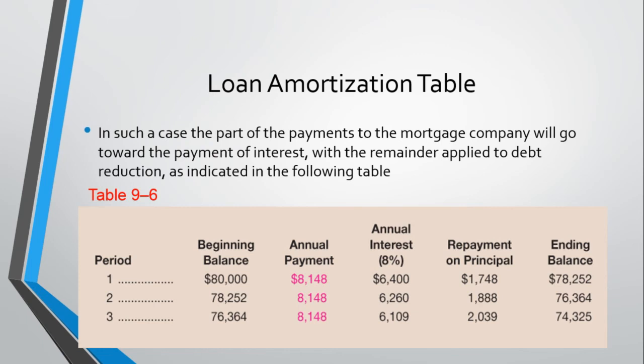Loan amortization table. In such a case, a part of the payments to the mortgage company will go toward the payment of interest, with the remainder applied to debt reduction, as indicated in the following table.